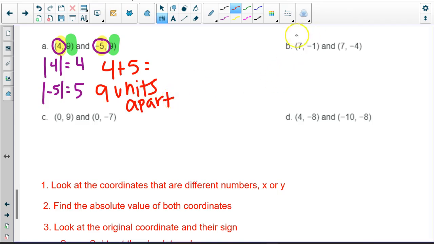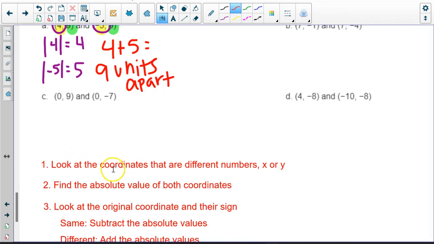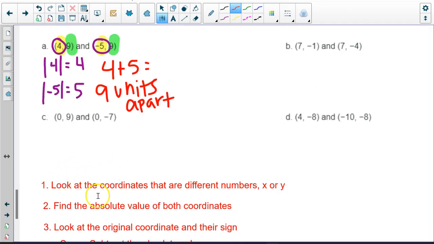So let's go ahead and do B as well. It says let's follow our steps. Look at the coordinates that are different numbers. Here's my X coordinates, here's my Y's. Which coordinates are different? Well, my X coordinates, they're both 7. Those aren't different. My Y coordinates, I have a -1 and I have a -4. Those are different numbers. So we're going to use those.